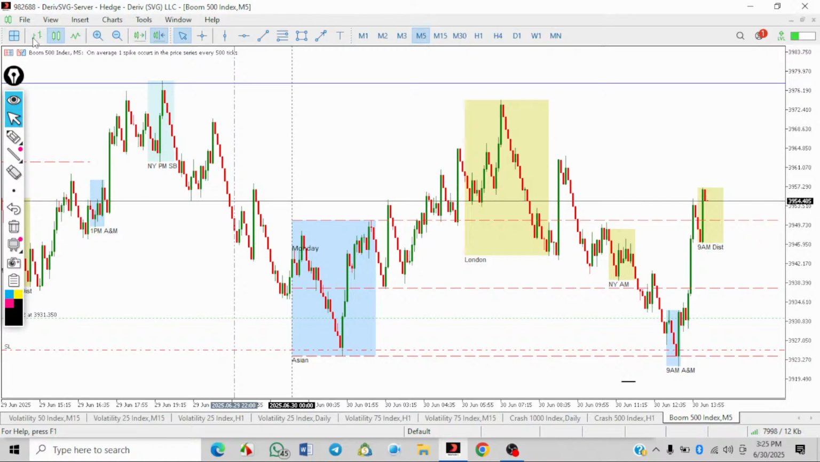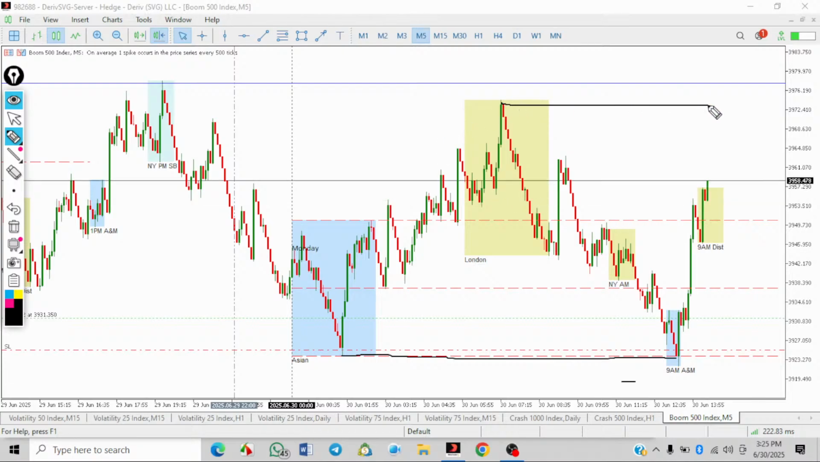Since they've taken out our Asian low, you can see they took out our Asian low, and that was what gave us this manipulation. So we know that London high is not safe. You can see we had another spike. So we are currently at our distribution phase for the 9 a.m. candle. There are a lot of things involved in trading CRT, not just the timing. You must put into consideration your market profile.